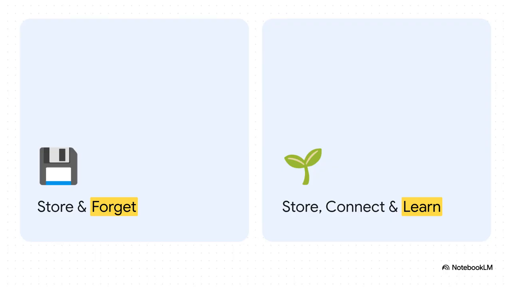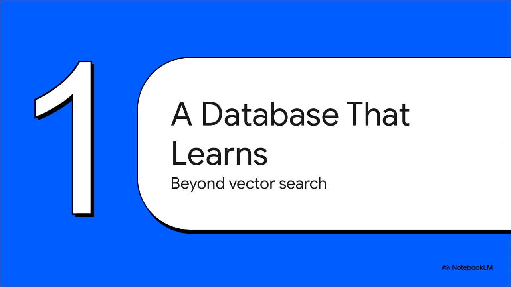You see, most of our tools today, even the really fancy AI ones, work on a store and forget model. They hold information, they retrieve it, but they don't really learn from the interaction. Well, RuvVector flips that whole idea on its head. It's not just about storing data. It's about connecting it, learning from those connections, and over time, building up something that feels a lot like, well, intuition.